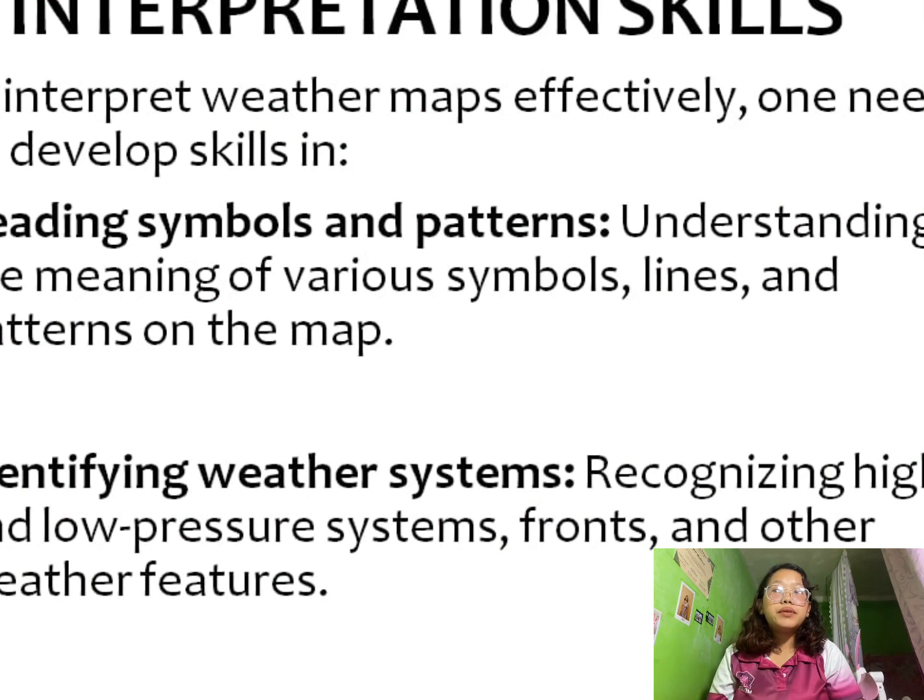So to interpret weather maps effectively, one needs to develop skills. First, reading symbols and patterns, by understanding the meaning of various symbols, lines, and patterns on the map. Second, identifying weather systems, recognizing high and low pressure systems, fronts, and other weather features.